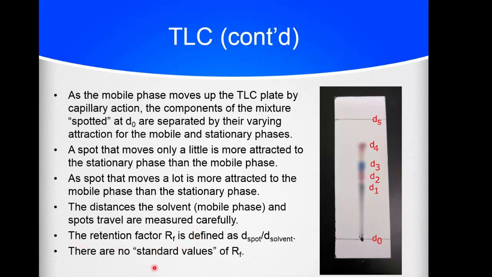Just a quick note that there are no standard values of RF. You can run your unknown and run a known right next to it and see if they happen to have exactly the same RF. That's a data point that they are likely to be the same thing. Certainly, if they had different RFs, they would not be the same thing. But you can't absolutely confirm it, and nor could you go to a book and say, oh, the RF of this component is this high. That would not be the case. It depends on the solvent, it depends on the stationary phase, it depends on a variety of factors.